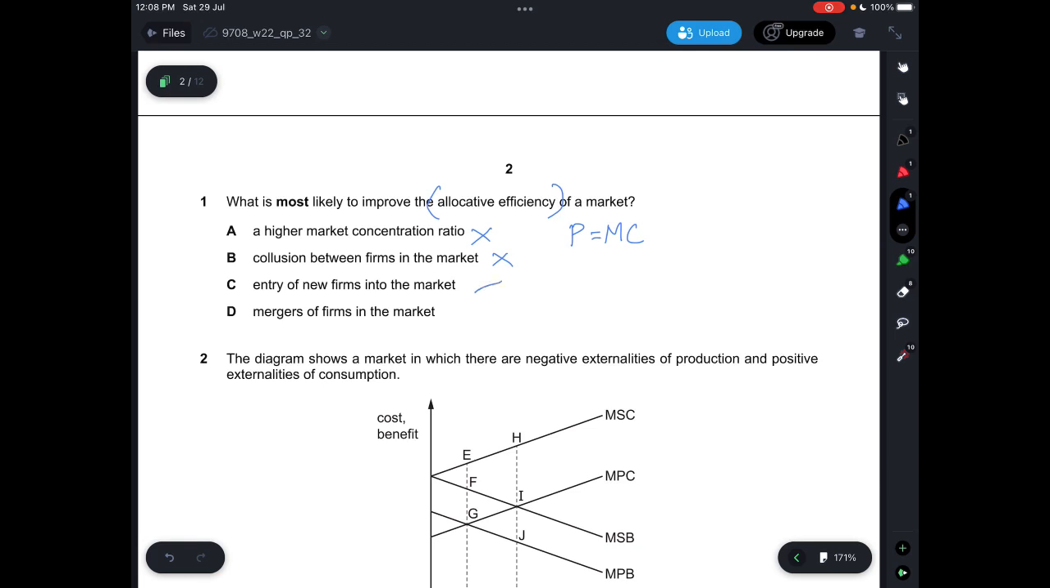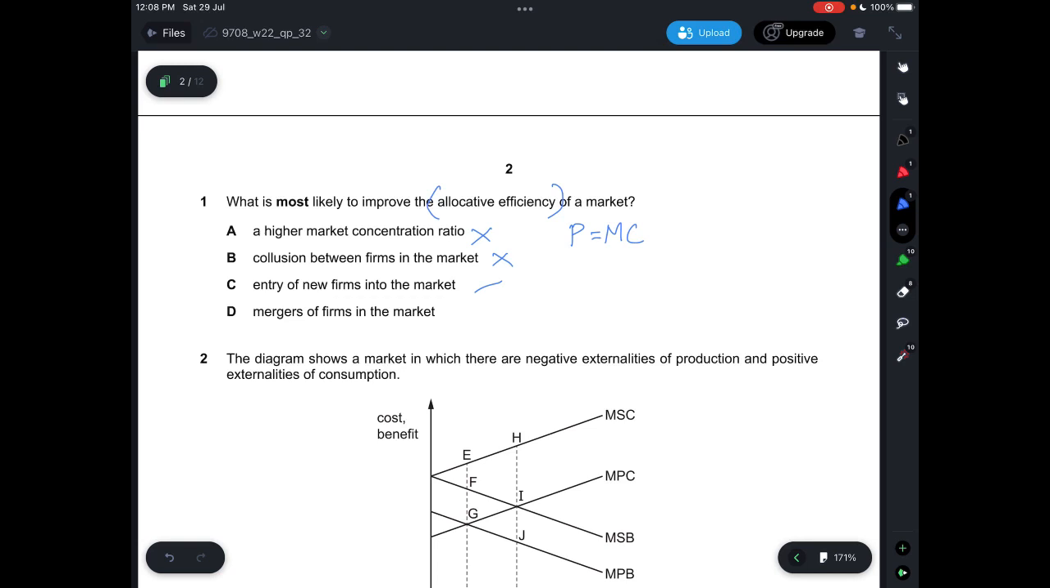is correct. And D, it says mergers of firms in the market. If you merge firms in the market, instead of having something like perfect competition or monopolistic competition, you end up with something like a monopoly. Let's say there used to be 10 companies, for example. Let's say 10 years later, only 5 companies are left because these companies merged with others. And then let's say another 10 years later, these 5 companies become one single company because this one company purchased the other 4 companies, merged together, and ended up becoming a monopoly.